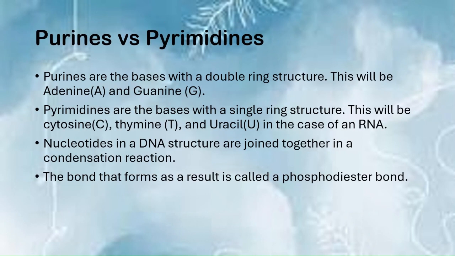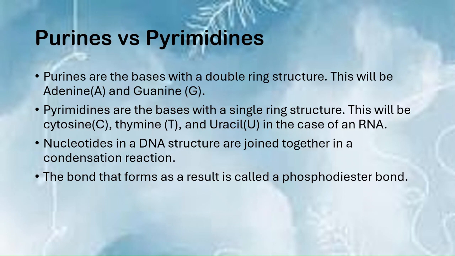So what are purines and pyrimidines? Purines are the bases with the double ring structure, and these are adenine, A, and guanine, G. And you should know the names because in GCSE you were used to just writing the letters, but at A level, you need to know the full names of the bases. Pyrimidines are the bases with a single ring structure. So this will be cytosine, thymine, and uracil if it's the case of RNA, and it will be thymine if it's DNA.